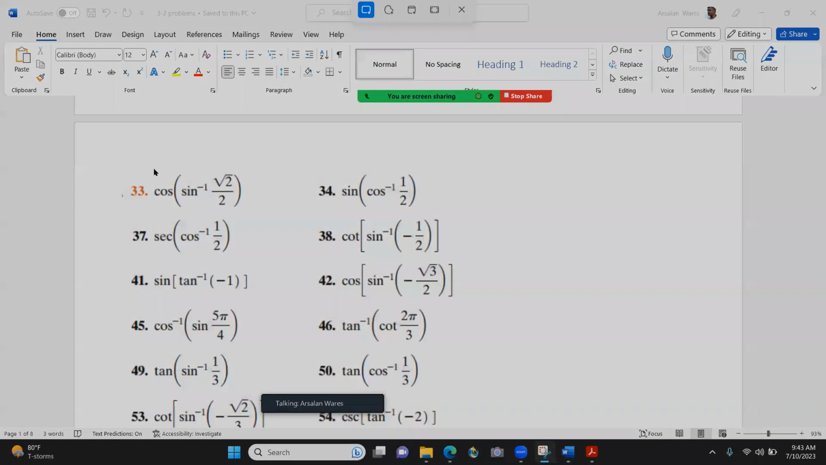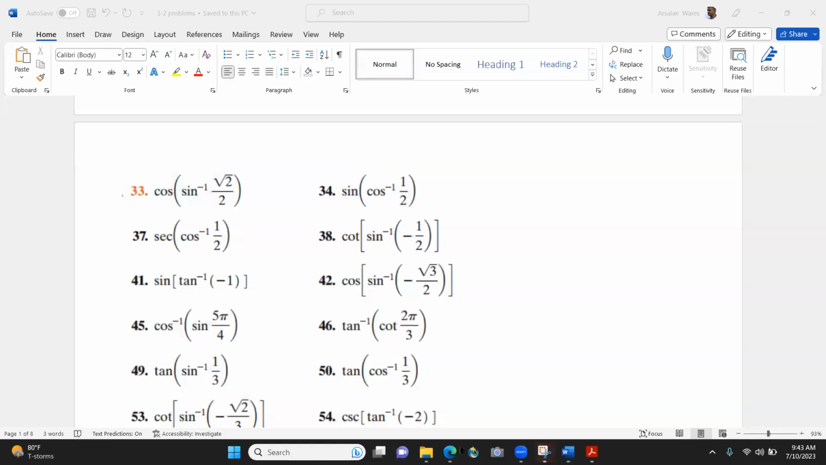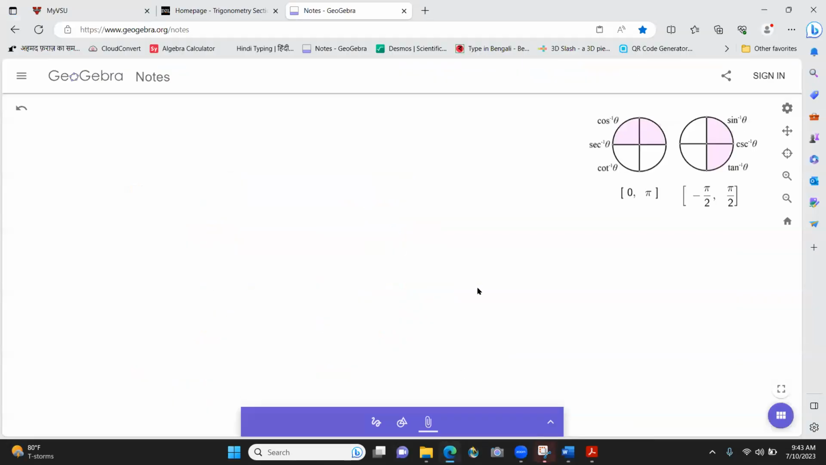Now you're going to see you can't even cancel, okay? You can't cancel cosine and sine inverse. So all the cancel shortcut we did, it's nice to know sometimes you can cancel, but most of the time you'll have to do it the hard way.